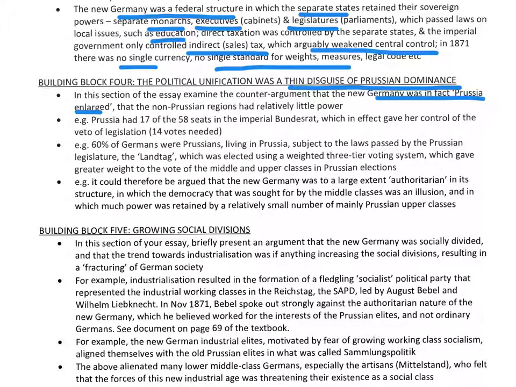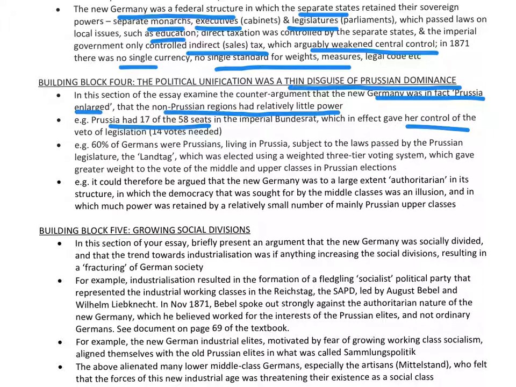And there are other ways you can argue it. You can argue that if the non-Prussian regions had relatively little power, therefore they were angry about that, then again that is creating division. So all the evidence is there. Prussia had 17 of the 58 seats in the Imperial Bundesrat, which in effect meant she controlled the Bundesrat. So the non-Prussian states really did not have that control over the Bundesrat in the same way.